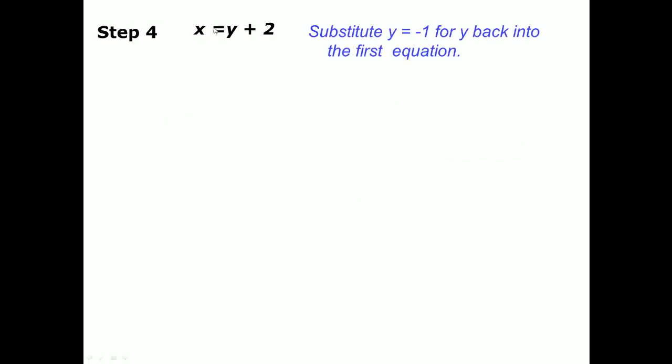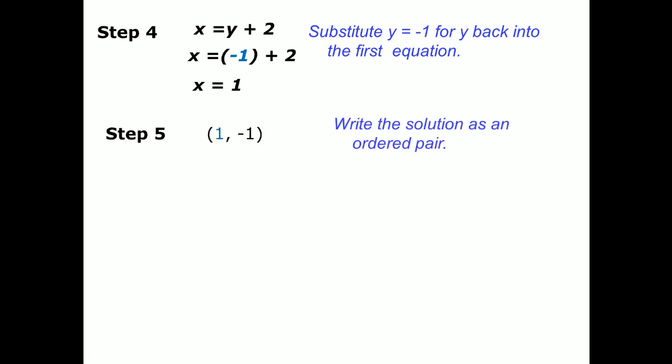Okay, watch, the y is going to be replaced with -1. Now you can simplify. -1 plus 2 is 1. Now you have an x value. So you have a y value, y equals -1, and an x value of 1. Putting that in the ordered pair, the x goes first, right? That's our convention. X goes first, which was 1. Y goes second, which is -1. There you go.